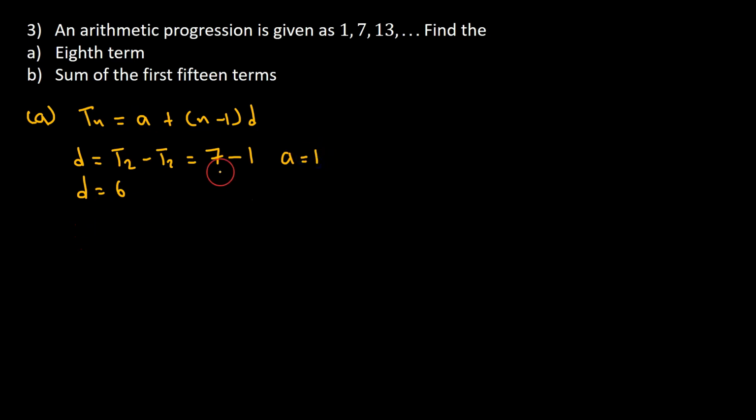We can replace what we have now in the formula. So we are finding the 8th term. So where there's n, we put 8, equals. Where there's a, we put 1 plus, where there's n there, we put 8 minus 1. And then where there's d, we put 6. So we write 1, then plus, and then work out what we have in the brackets there. So 8 minus 1, this is 7. And then we can write 6 there.